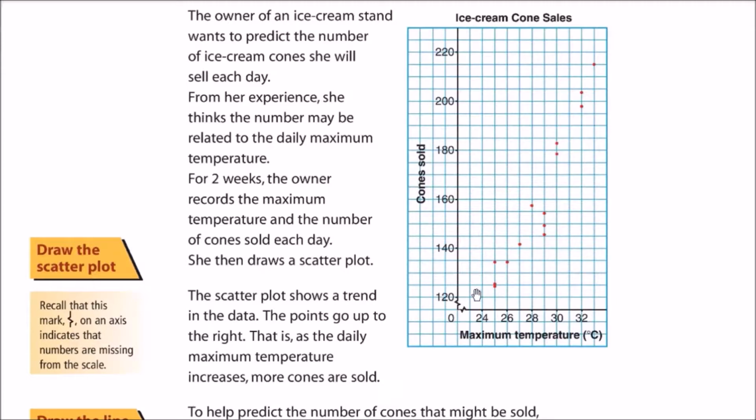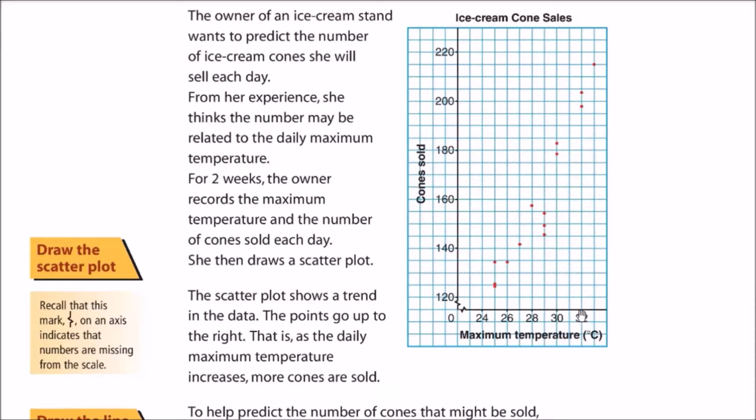If you see, this is the maximum temperature and this is the cones she sold. And the scatter plot shows a trend in this data. The points go up to the right. That is, as the daily maximum temperature increases, more cones are sold. That is, if it is around say 26 degrees, this many cones are sold, say 120 to 140. So it may be here 130. So we can say 135 are sold.